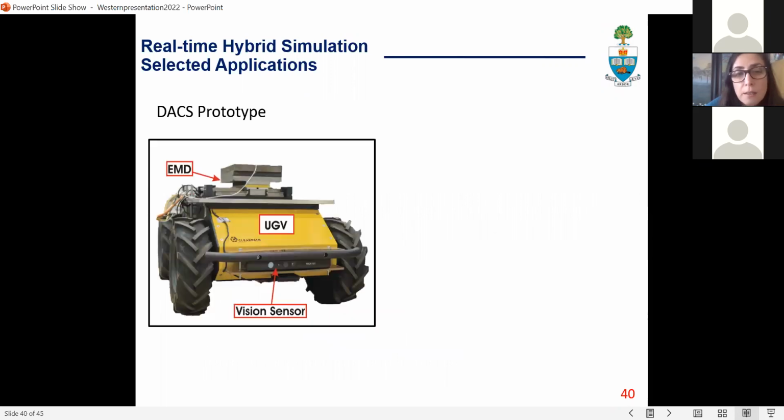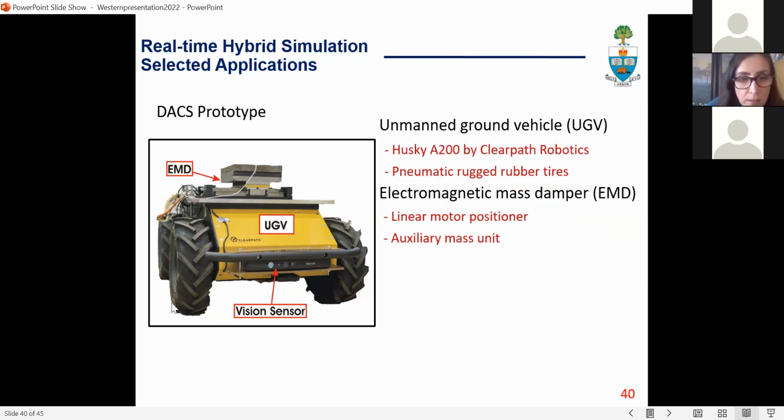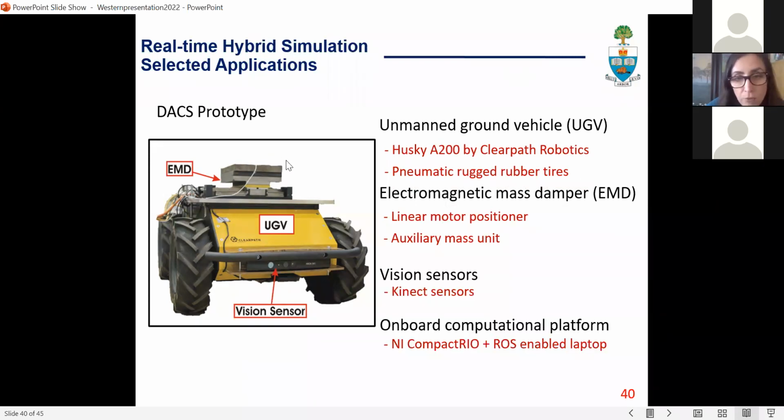And if you look at the DAX prototype, it is composed of an unmanned ground vehicle, this yellow car. It has its own robotic control system, and it has vision sensors at the back and front. And on top of it, there is an active mass damper, electromagnetic mass damper, which introduces the control force.